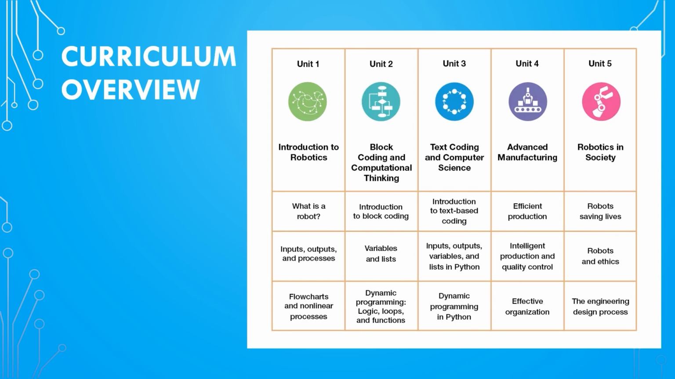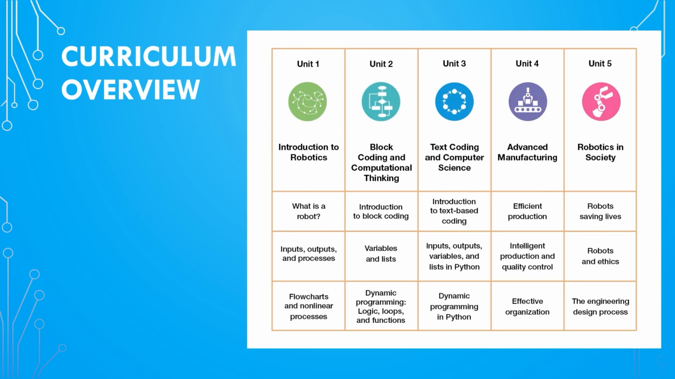Next in Unit 3, we have text coding and computer science. In this unit, the students are first going to be learning how to transition from block coding, a simplified version of coding that we'll take a little look at here a little later. And they're actually going to be entering into the world of text-based coding, specifically Python. In this unit, they're going to be learning about inputs and outputs and how they correspond to variables and lists in Python. And then finally, they're going to finish off this unit by learning about dynamic programming in Python, specifically logic, loops, and functions in the context of text-based coding.